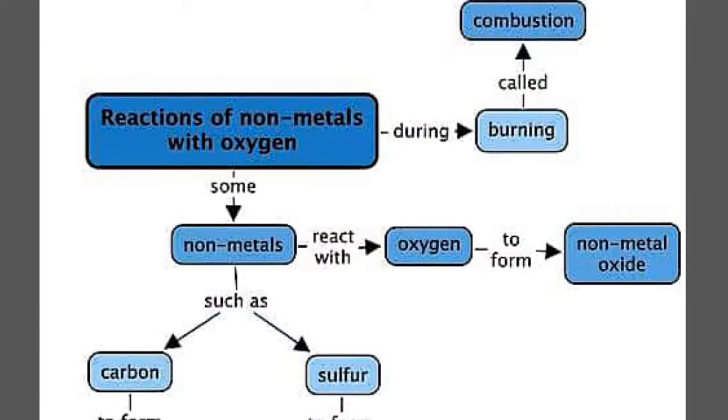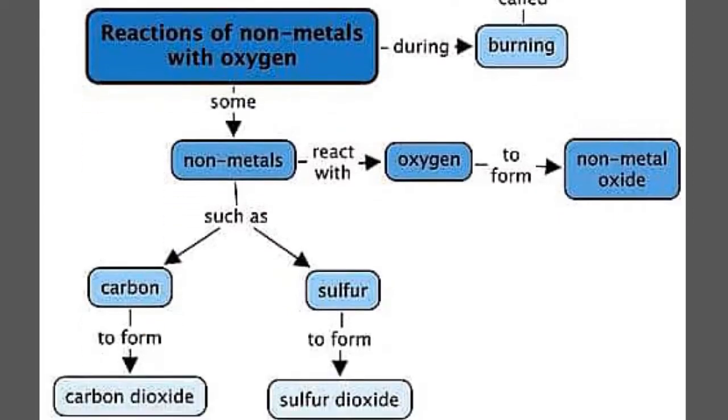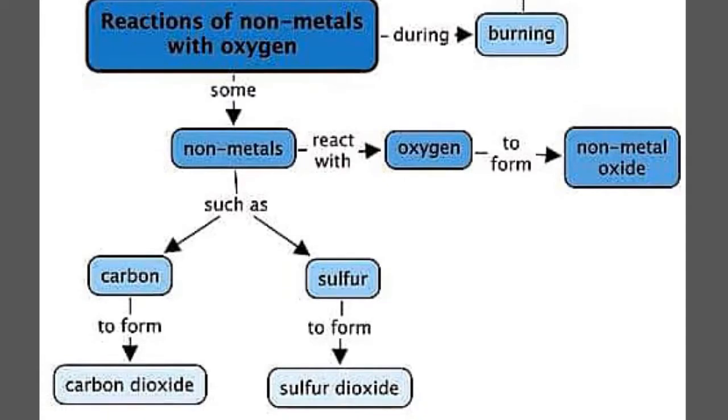So this is the concept map which may help you in remembering things in a better way. When non-metals react with oxygen during burning, this reaction is called combustion. Some of the non-metals which react with oxygen form non-metallic oxides, and a few examples given here are carbon and sulphur. When carbon reacts with oxygen, it forms carbon dioxide majorly. When sulphur reacts with oxygen, it majorly forms sulphur dioxide. And please check the spelling of sulphur. It has to be SULPHUR.